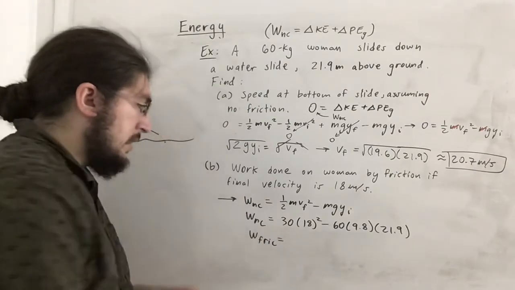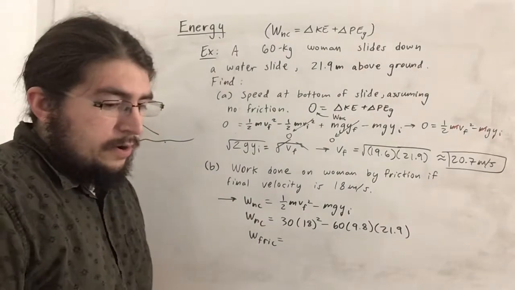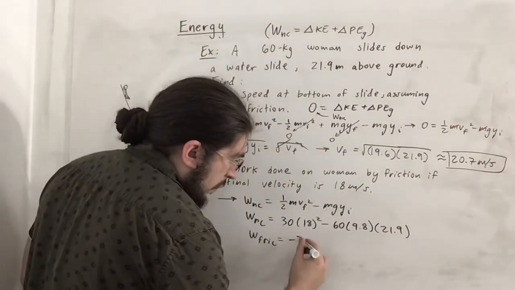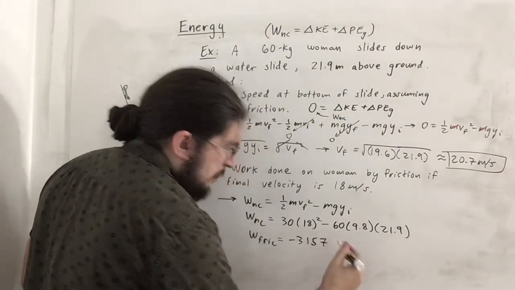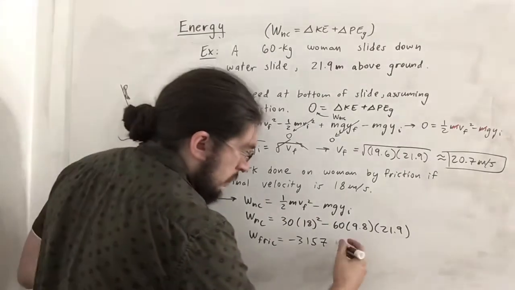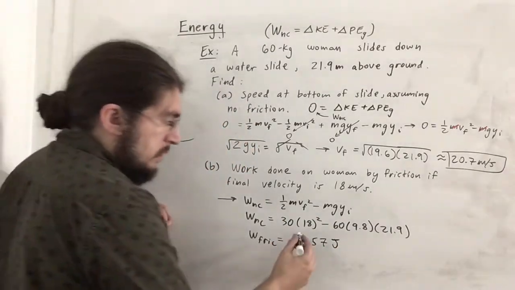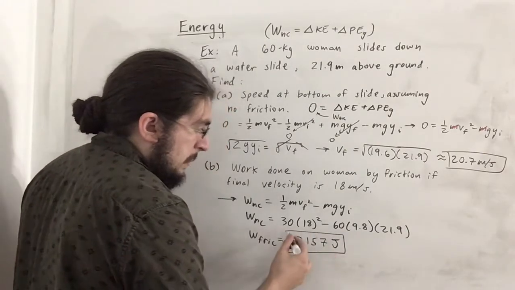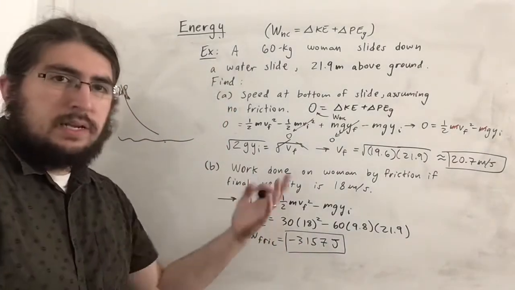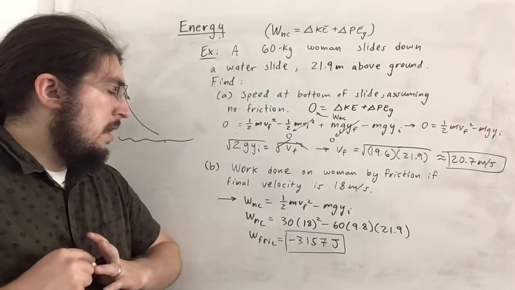Okay, so let's see what that gives us. All right, so here I got about negative 3157. It was 0.2, but I'll just round to the nearest whole number. And that's of course going to be in joules because, well, work is in joules. Also, if you follow the units, it'll amount to joules anyways.